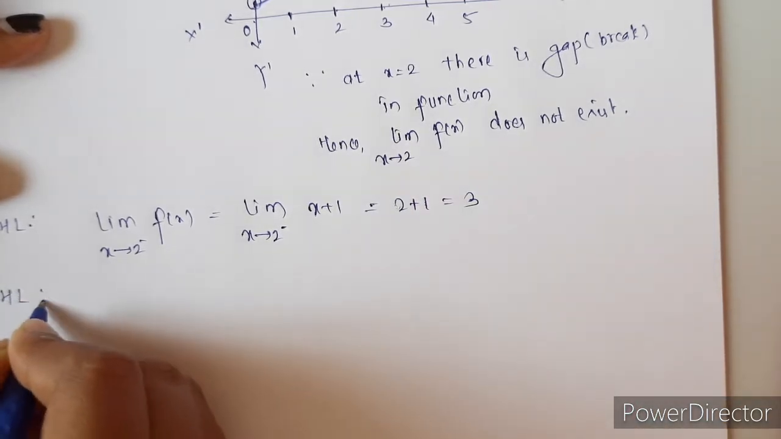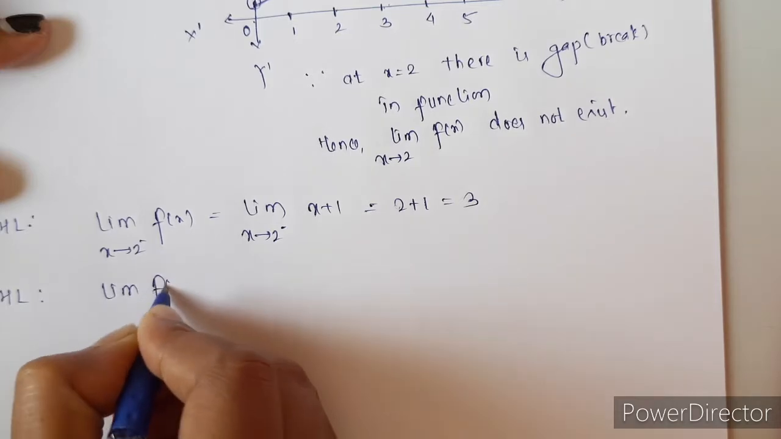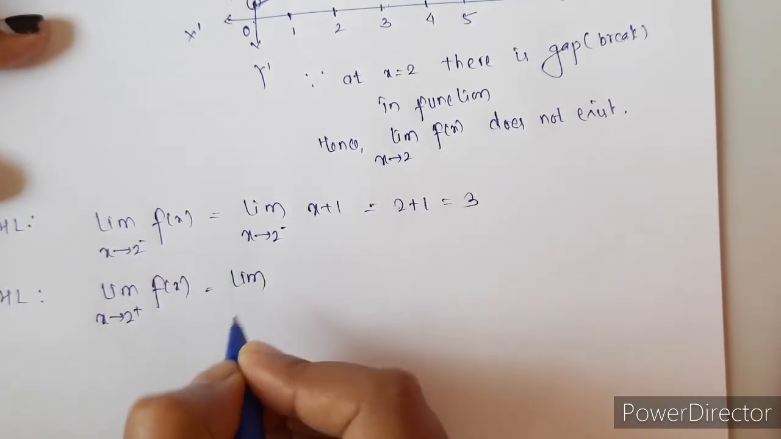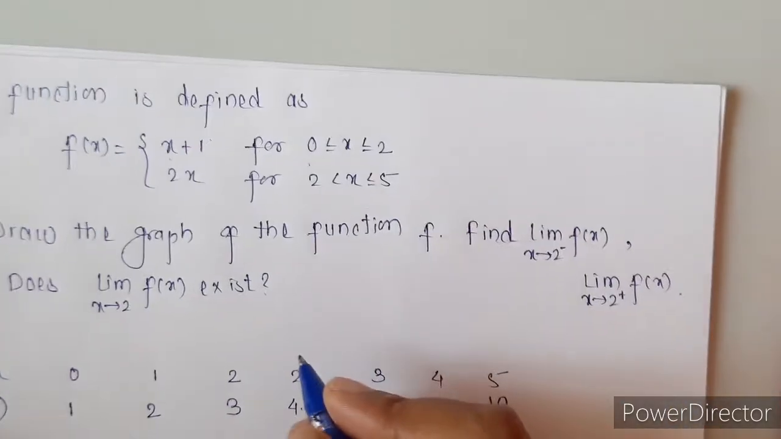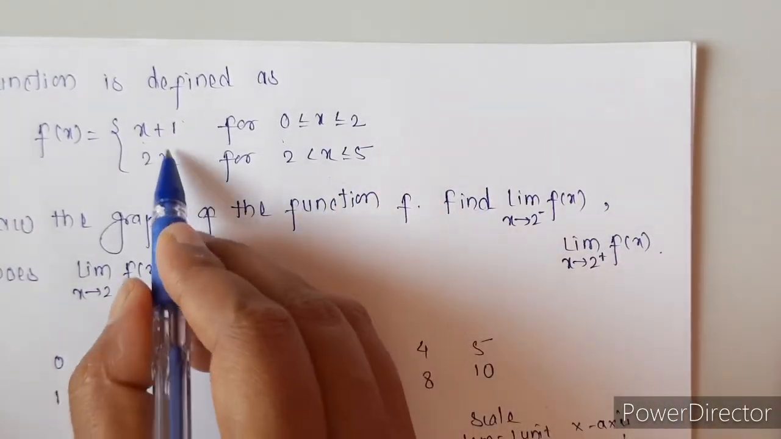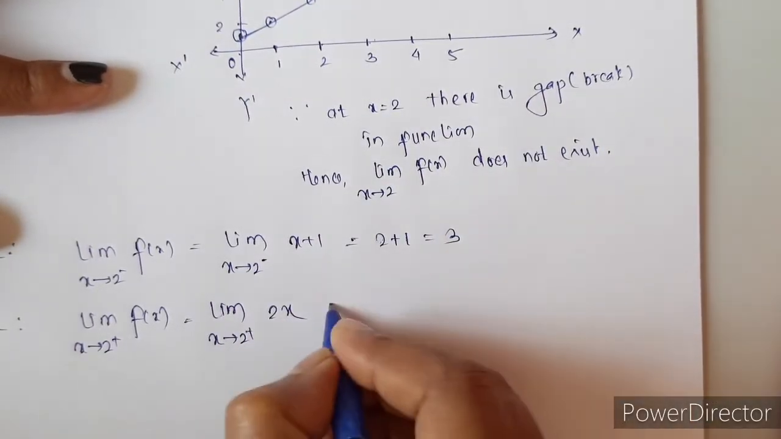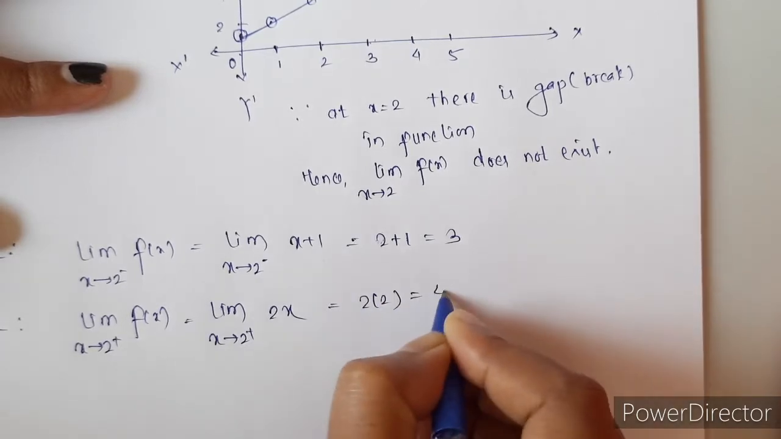Similarly, we have to find the right hand limit. The limit of the function when x is going towards 2 from the right hand side. So on the right hand side, 2, 3, 4, 5, this function is defined. So we have to take this function, that is 2x, when x is going towards 2 from the right hand side. This will be 2 into 2, 4.